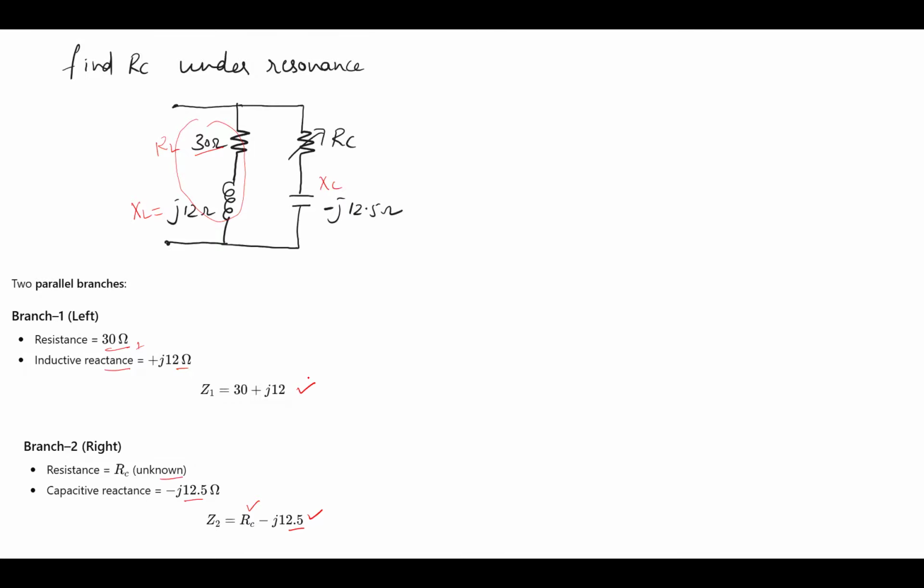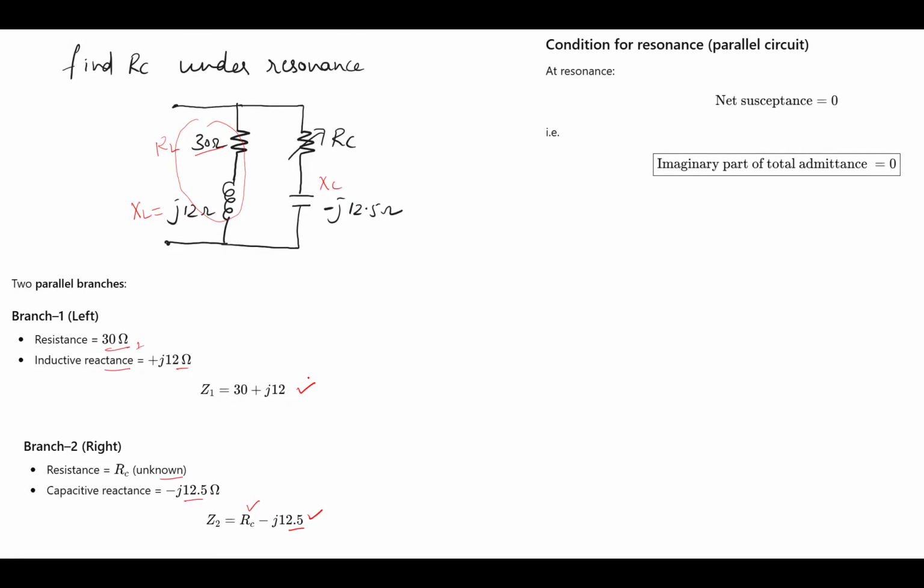So you are getting the impedances. Now you write the admittance, that is, B, susceptance, which is nothing but the reciprocal of your impedance. The imaginary part of the total admittance will be 0. This is the condition for resonance in a parallel circuit. So at resonance, the net susceptance equals 0, that is, the imaginary part of the total admittance equals 0.